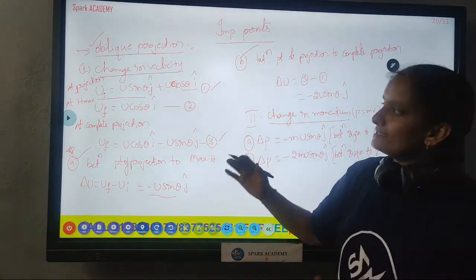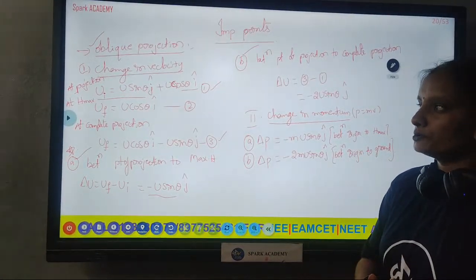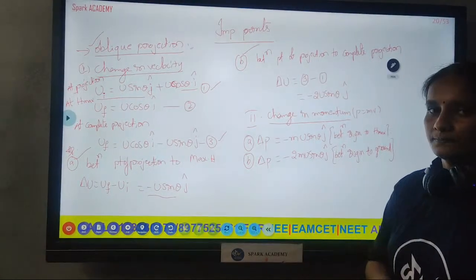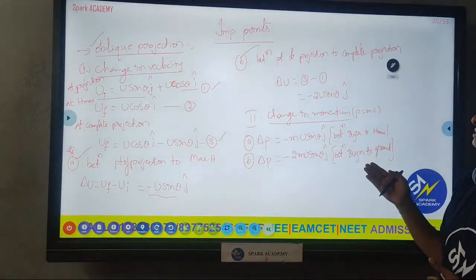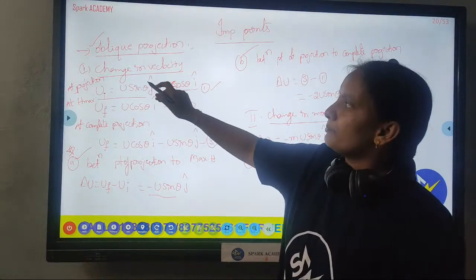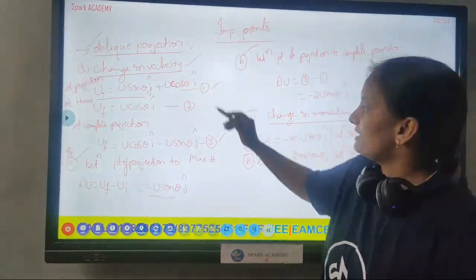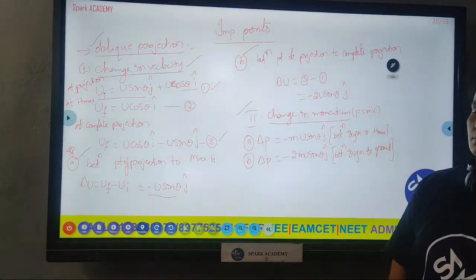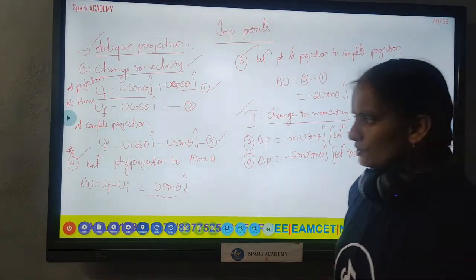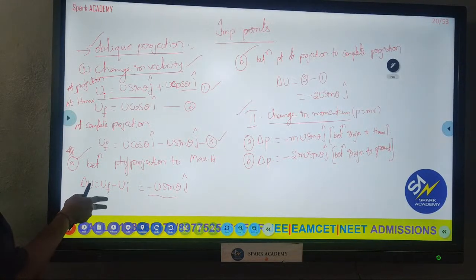So you must know the resolution of the vector at the point of projection to some other point. By that you can take the change easily. So these are the important points about oblique projection: change in velocity and change in momentum. Let me discuss a few questions related to these concepts.